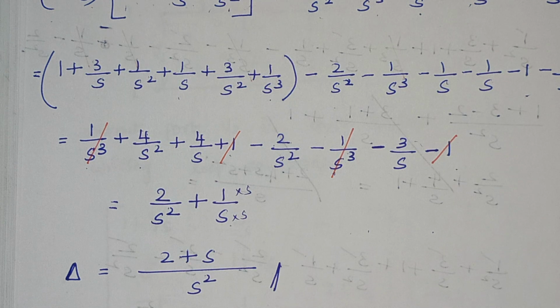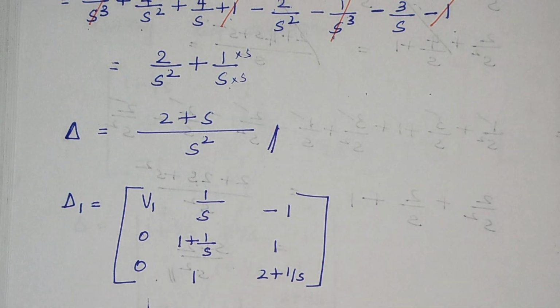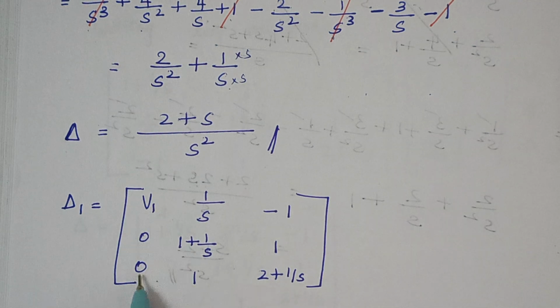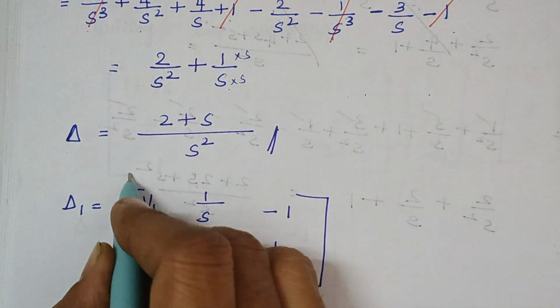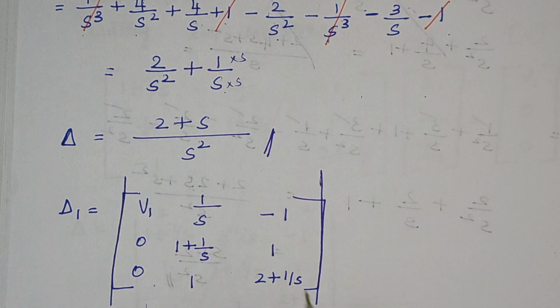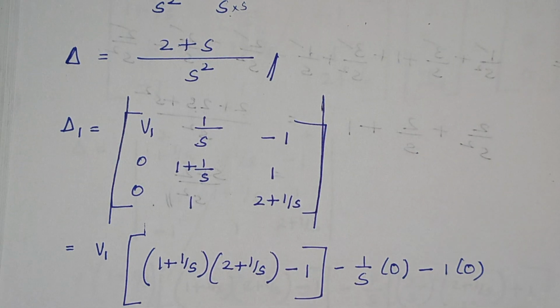Now we are going to find the value of del 1. Here del 1 is nothing but we are going to replace the first column by the respective voltage sources. So here this is your value of del 1. Sorry, here we should be having a determinant, not a matrix. Now we are going to find a value. Again the same thing you see here.